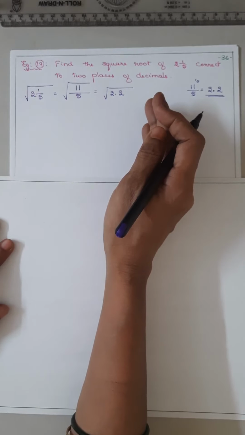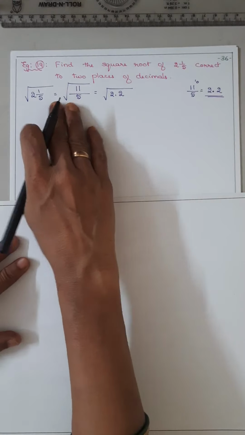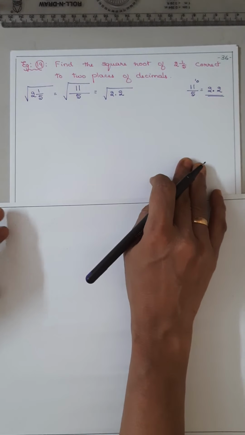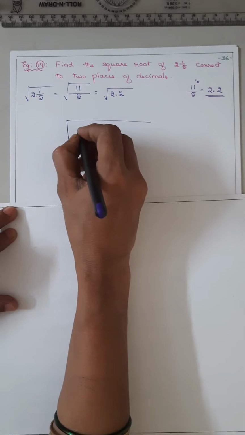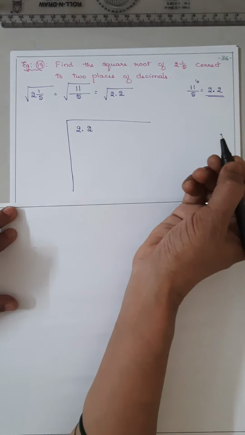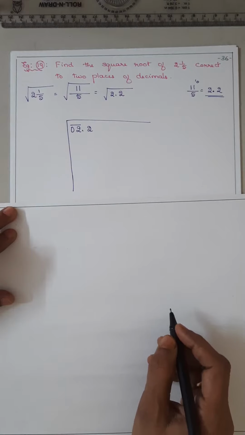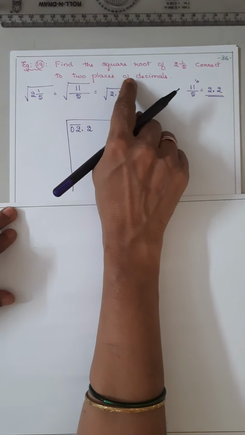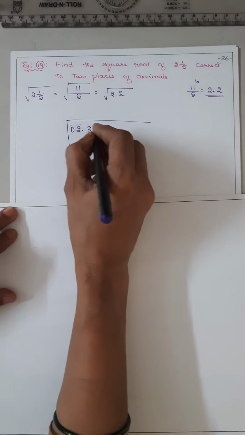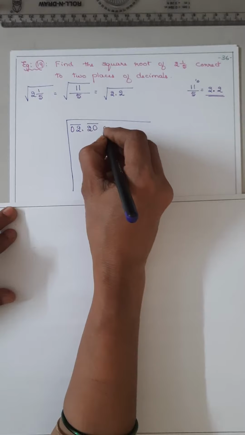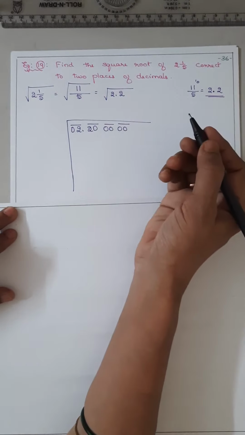Sometimes larger decimal places also come, so you have to convert the mixed number into the decimal number. Now the usual method, 2.2. Now they have told 2 decimal places, so we have to find up to 3 decimals. So this is for the first decimal, this is for the second decimal, and this is for the third decimal.